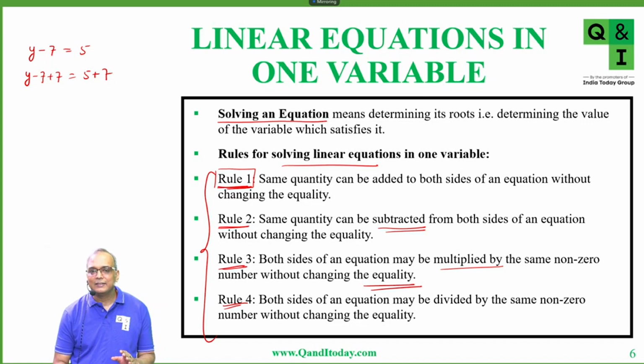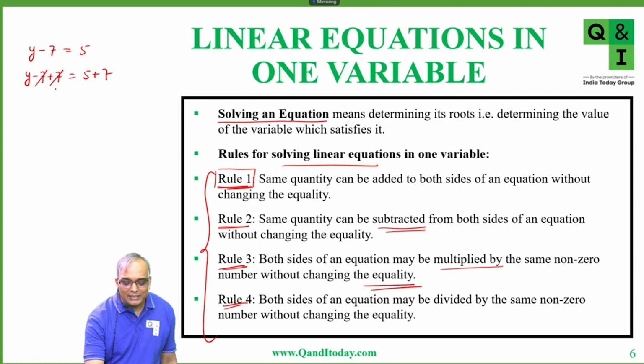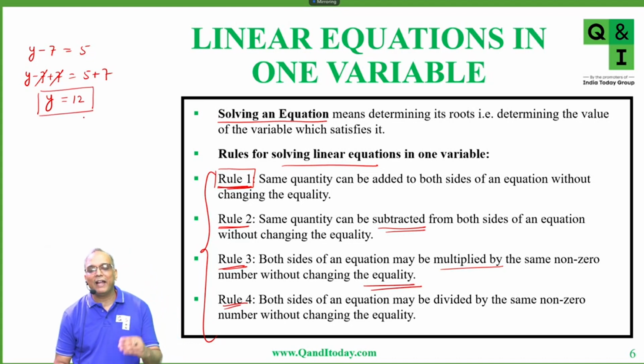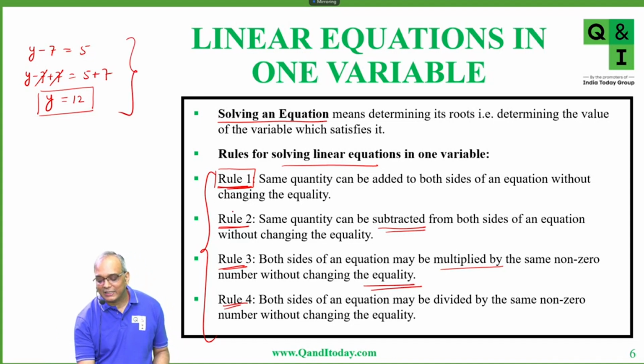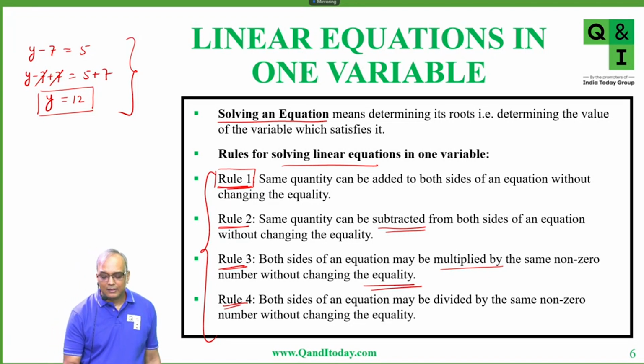Is it clear? Yes, sir. Now these will get cancelled, minus 7 and plus 7. I'll get y is equal to 5 plus 7, which is 12. Now this is what the solution means, right? The value of the variable which satisfies this equation. So by adding the same quantity on both the sides, I have been able to solve this equation. Correct? Yes, sir. So this is my rule 1. Shall I rub this?